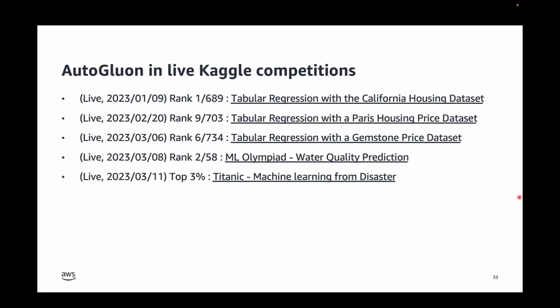Yes? Do you think these results are achievable with automatic feature engineering?